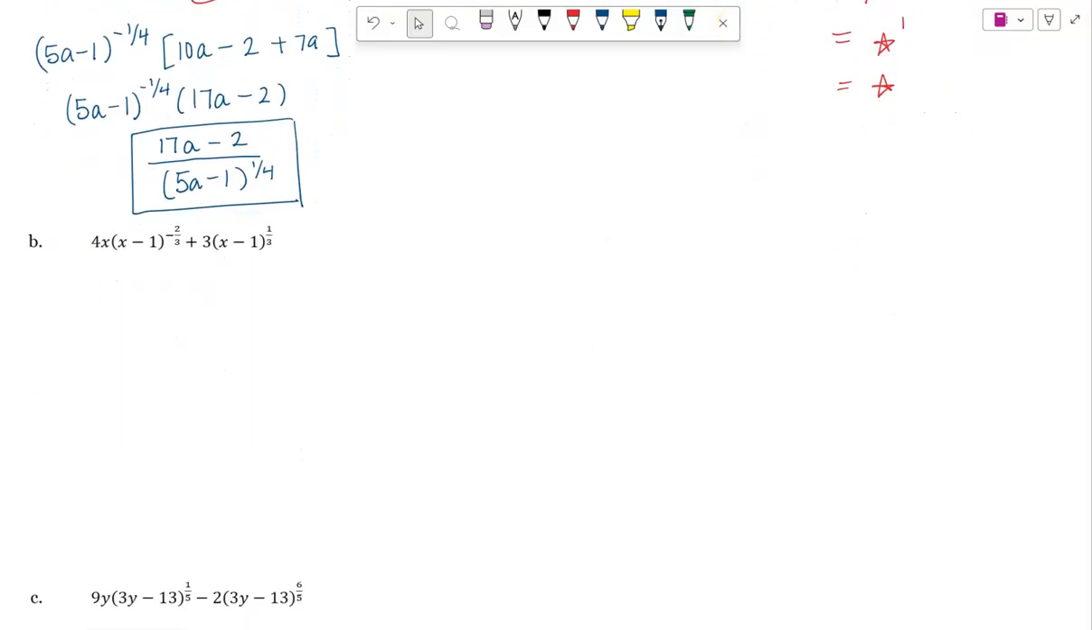Looking at example B, similar to the one I had before, I've got two terms. One term is here and one term is here. And it looks like they've both got x minus 1 raised to different exponents as the common item that can be factored out to the front. Just like before, we want to factor out the exponent that is the lower number, and it looks like that'll be a negative 2/3. So I am going to divide both of these terms by x minus 1 to the negative 2/3 power.